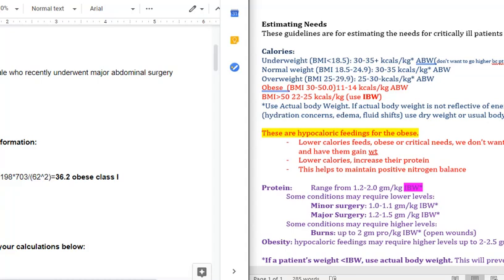So her actual body weight was 198 pounds. Convert to kilograms. 90 kilograms. So 90 times 11 equals 990. And then 90 times 14, right? Yeah. Equals 1260.